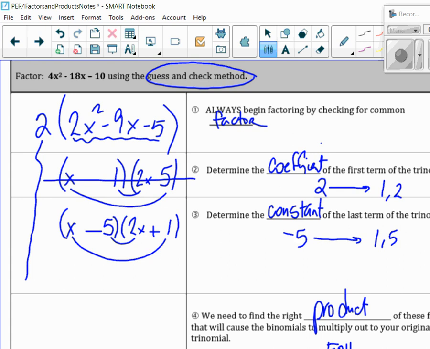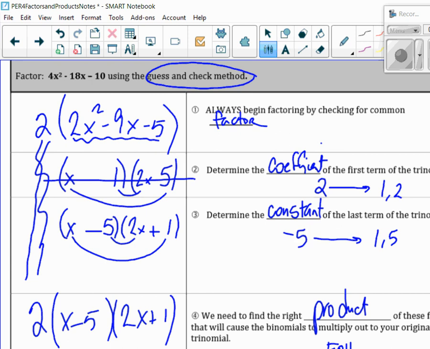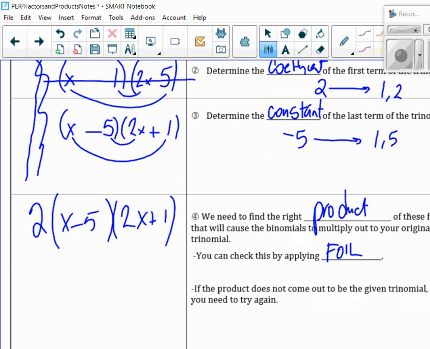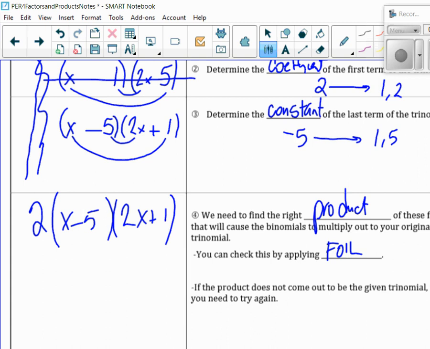So does everybody see I did it right? So remember this little line I had here? Okay, if I just leave my answer like this, I would not get full marks, right? Because there's no way I'd get 4x squared out of this unless I had 2 times x minus 5, 2x plus 1. Okay? So again, if the product does not come out to the given trinomial, then you need to try again. So does everybody see what I'm doing?